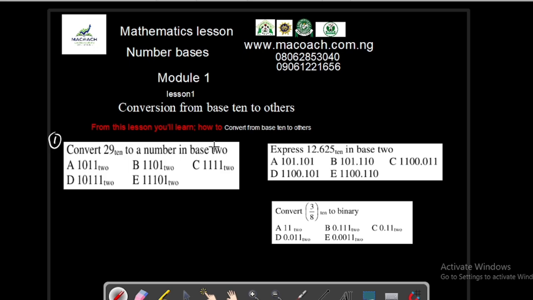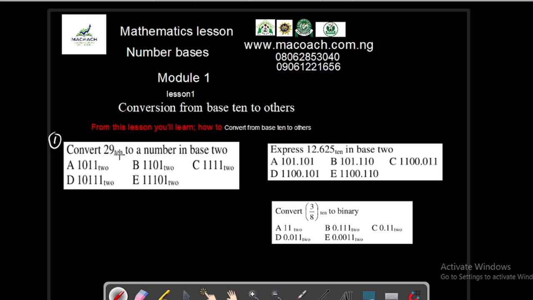Sometimes this question may be given as binary. Base 2 is also called binary. Binary number is also called base 2. And sometimes the number in base 10 is also called denary or decimal. If you see a decimal number, it's also called base 10. Do you understand? Denary numbers are the numbers we are using in our daily life.